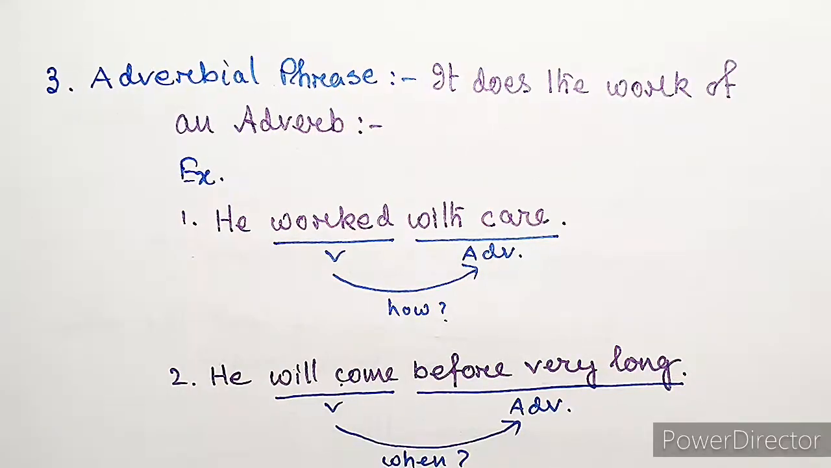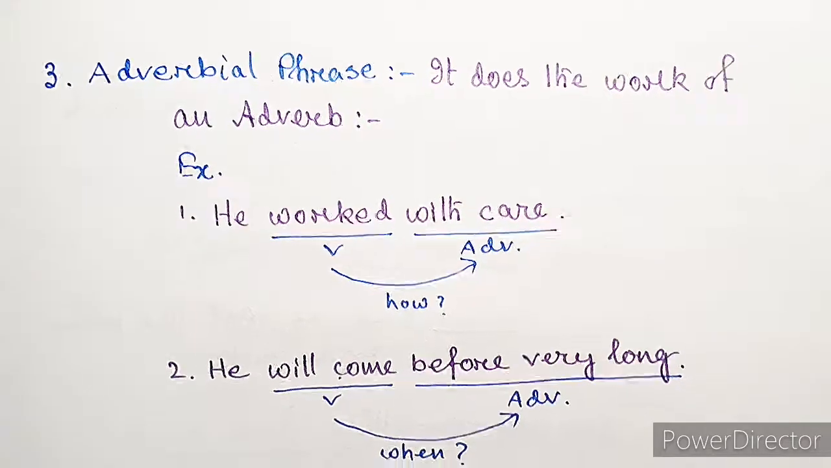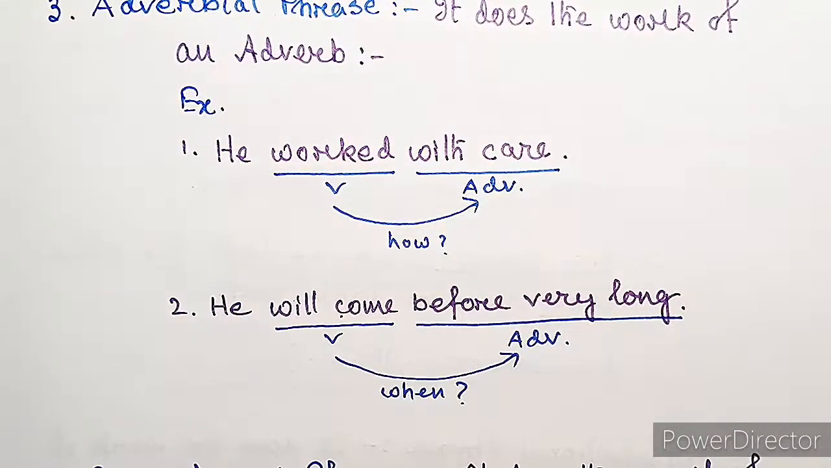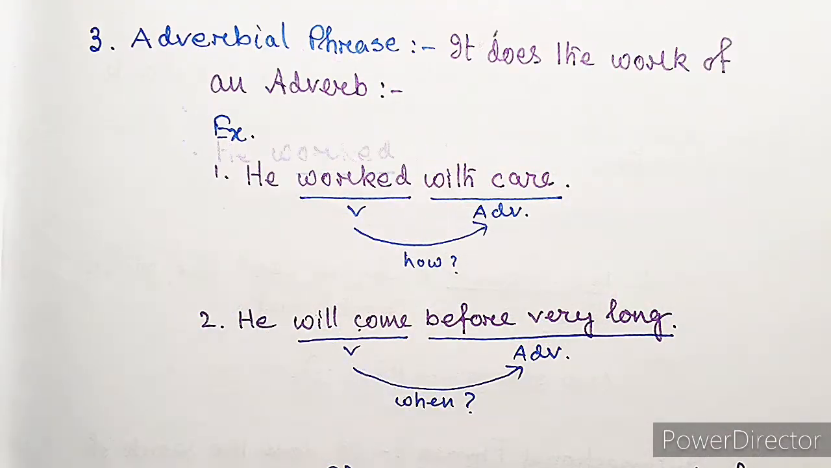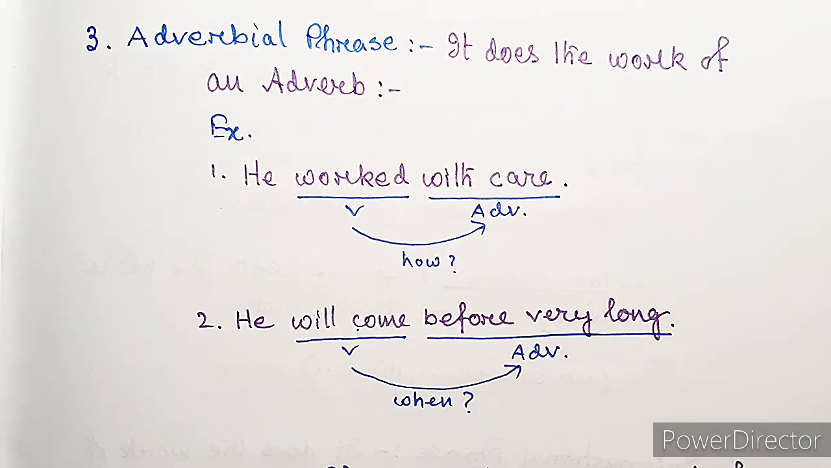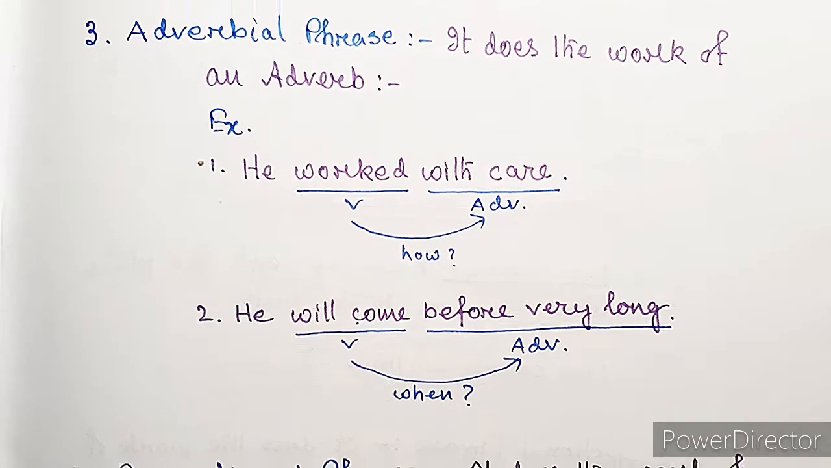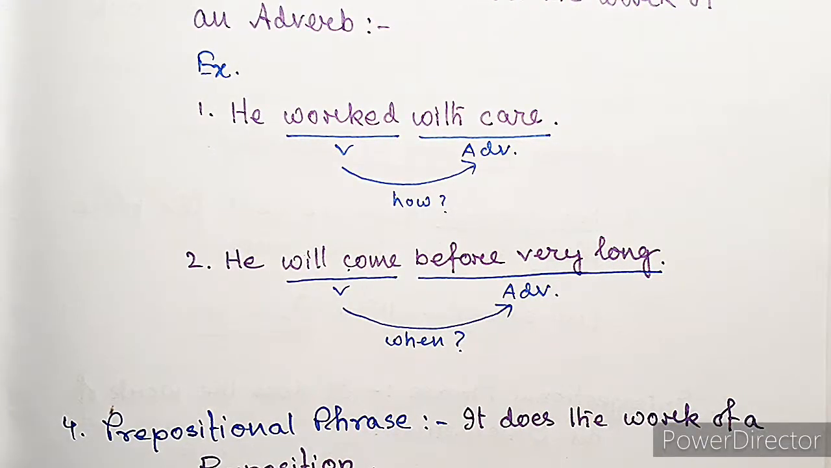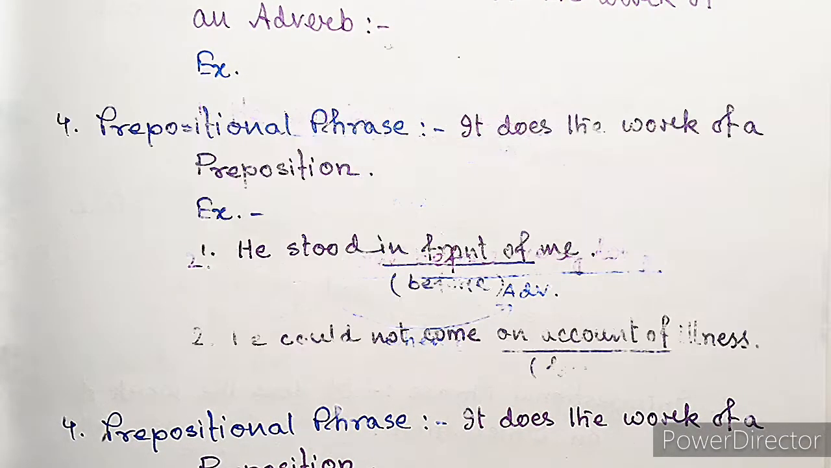Now comes the adverbial phrase. It does the work of an adverb. Note the examples. He worked with care. Example 2: He will come before very long. Now see, the expression with care expresses the way how he worked. In example 2, the expression before very long expresses the time of action.